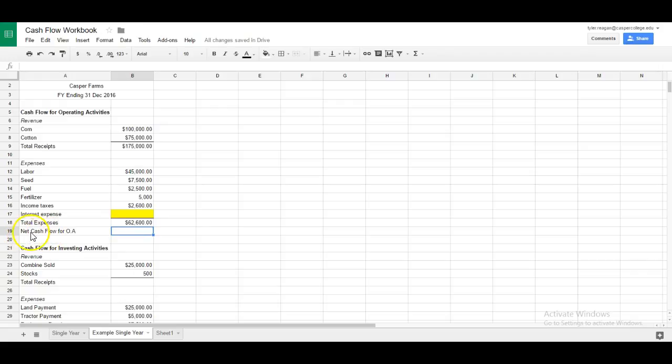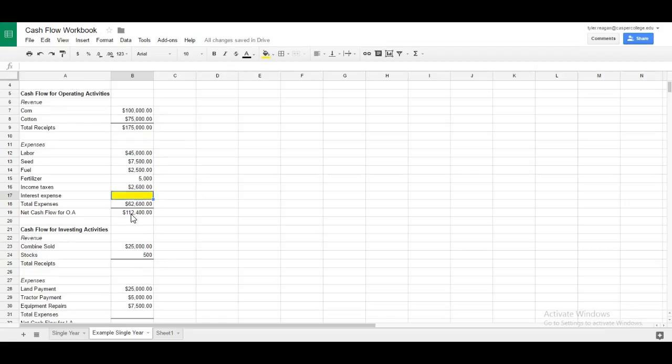Now, we want to get the net cash flow for operating activities. Well, if we remember back to the last video, we said that we wanted the total receipts, so we say equals total receipts from operating activities minus the total expenses from operating activities. Notice that this interest expense is blank. We're actually going to come back to that just a little bit later. That's going to be your interest expense on, say, your operating loan.